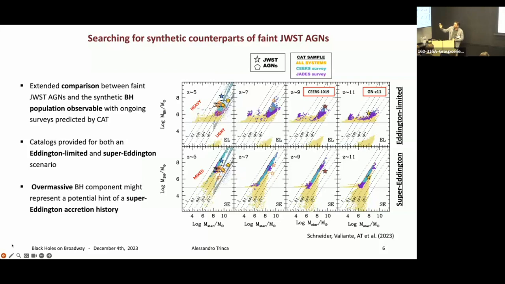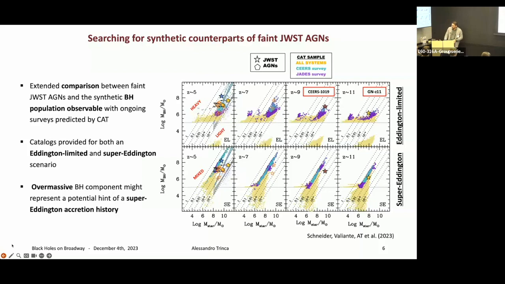While if you go to lower redshift, you see how around redshift 5, the fact that you're starting to see a population of overmassive black holes with respect to the galaxy component might be a strong signature of the fact that these systems might experience at least a brief period of enhanced accretion during their early growth.